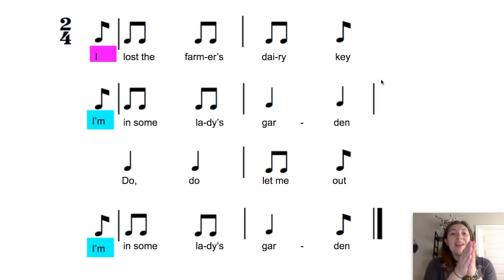Ready, and dee ta dee ta dee ta dee ta dee ta dee ta dee ta ta. Ta dee ta dee ta dee ta dee ta ta.